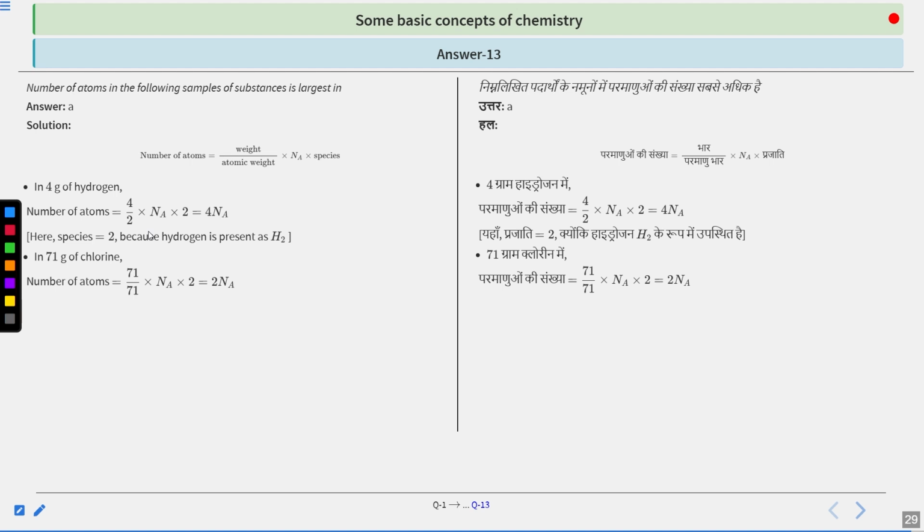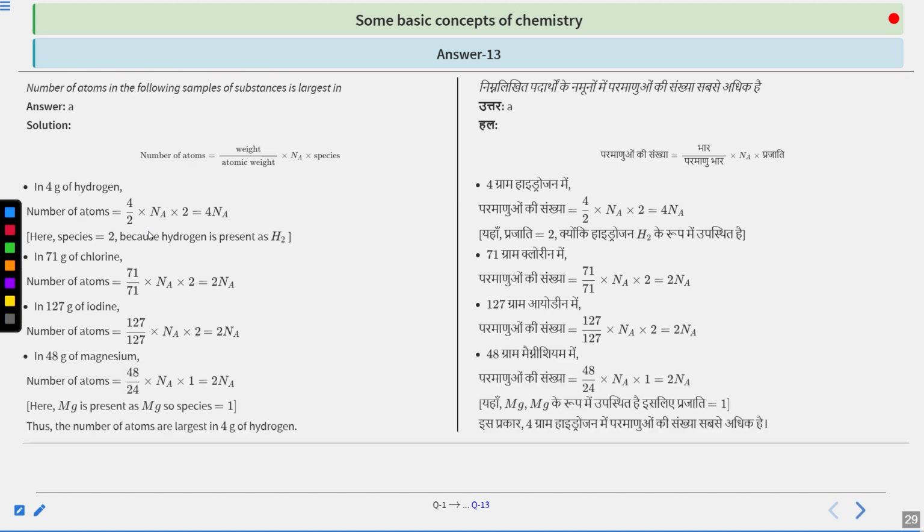Now in 71 gram of chlorine, what will be the way to solve it? Again, the number of atoms is equal to given weight by molar mass, so 71 by 71 multiplied by Na multiplied by 2, because chlorine is a diatomic molecule. This will give you 2 Na. Next is 127 gram of iodine. Again, iodine is a diatomic molecule. So 127 by 254 gives the number of moles, multiplied by Na gives the number of molecules of iodine, multiplied by 2 gives the number of atoms of iodine.